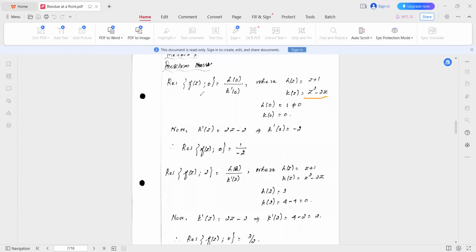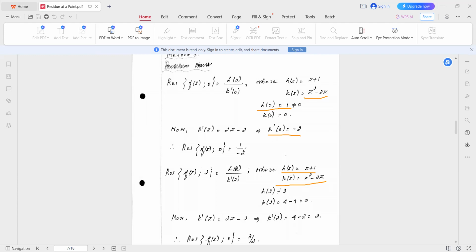2z minus 2, from this k dash of 0 is equal to minus 2. So therefore residue of f of z at 0 is equal to h of 0, which is 1, by k dash of 0, which is minus 2. So therefore minus 1 by 2. Similarly, residue of f of z at the point 2 is equal to h of 2 by k dash of 2, where h of z is equal to z plus 1 and k of z is equal to z square minus 2z. We have to check h of 2 should not be equal to 0 and k of 2 should be equal to 0. So h of 2 is equal to 3, not equal to 0, k of 2 is equal to 0.